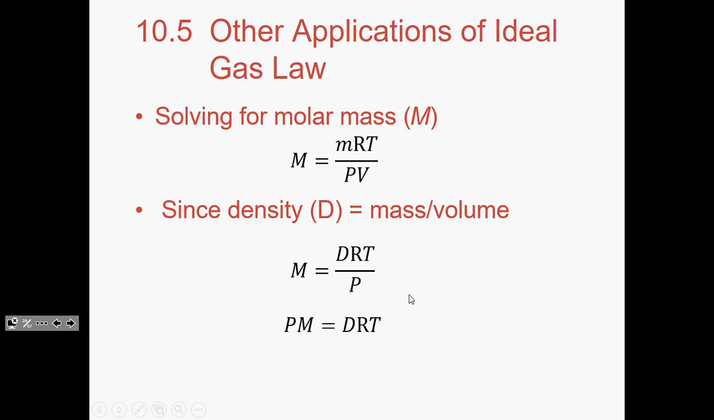The pressure of the gas times its molar mass would equal the density of the gas times R times T in Kelvin. And we can then use pim-dirt to deal with density and molar mass type situations. The key to when you use pim-dirt: if it ever says or asks anything about density, you're going to be using this form of the ideal gas law, the pim-dirt form.